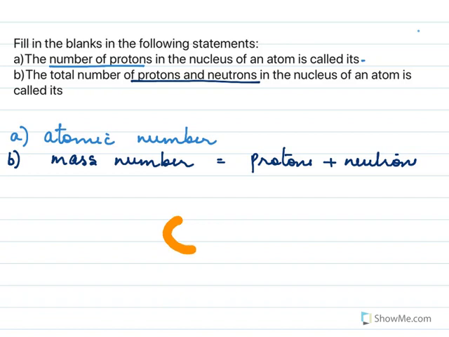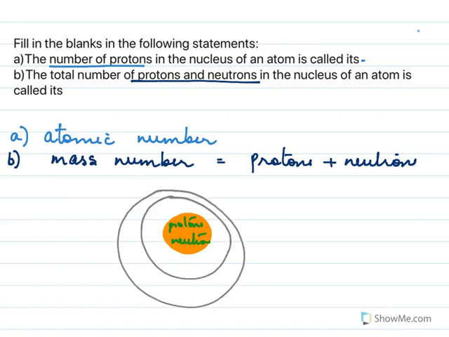Let me draw the nucleus. Here we have the central nucleus, and in the central nucleus we have the protons and neutrons. This gives a mass number, and the electrons revolve around the nucleus. Protons are always equal to electrons in a neutral atom. The protons are positively charged, electrons are negatively charged.